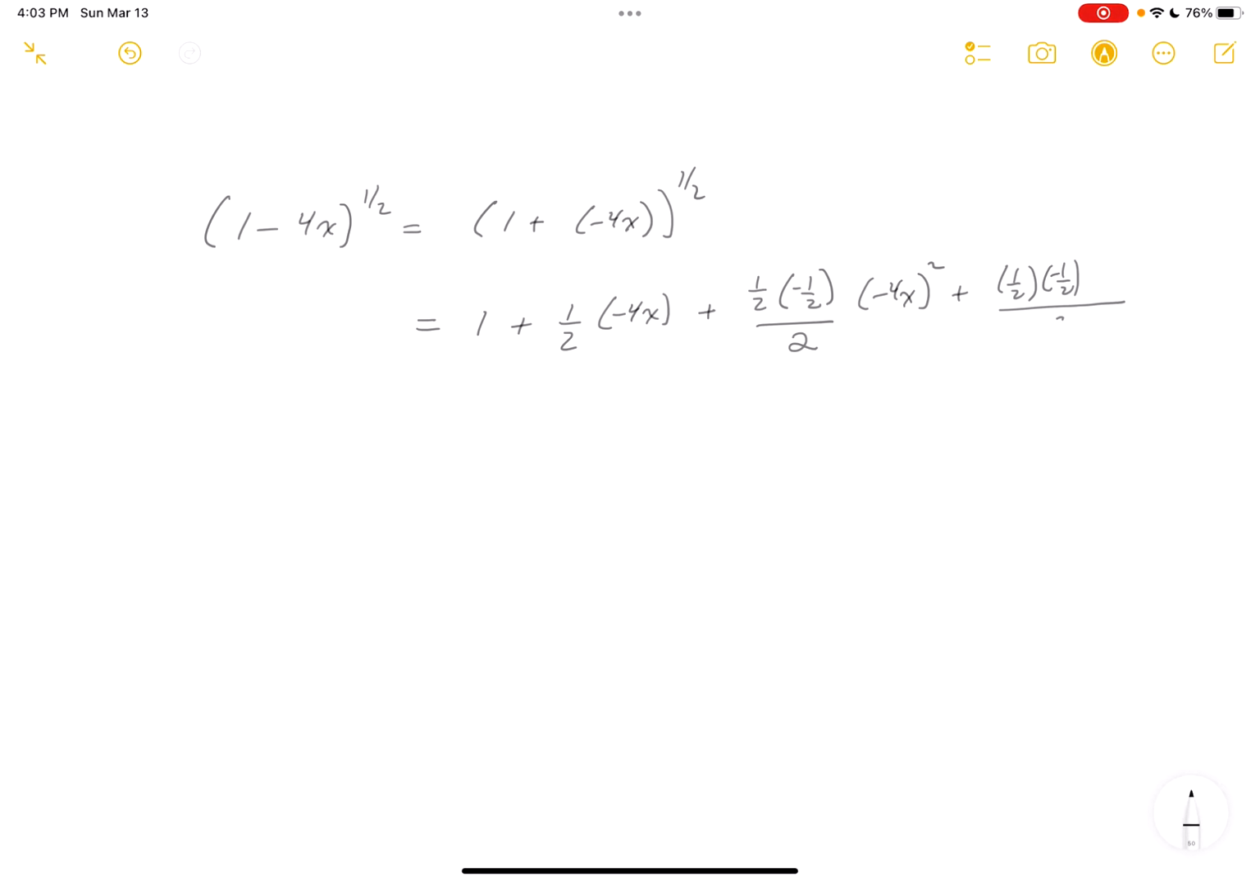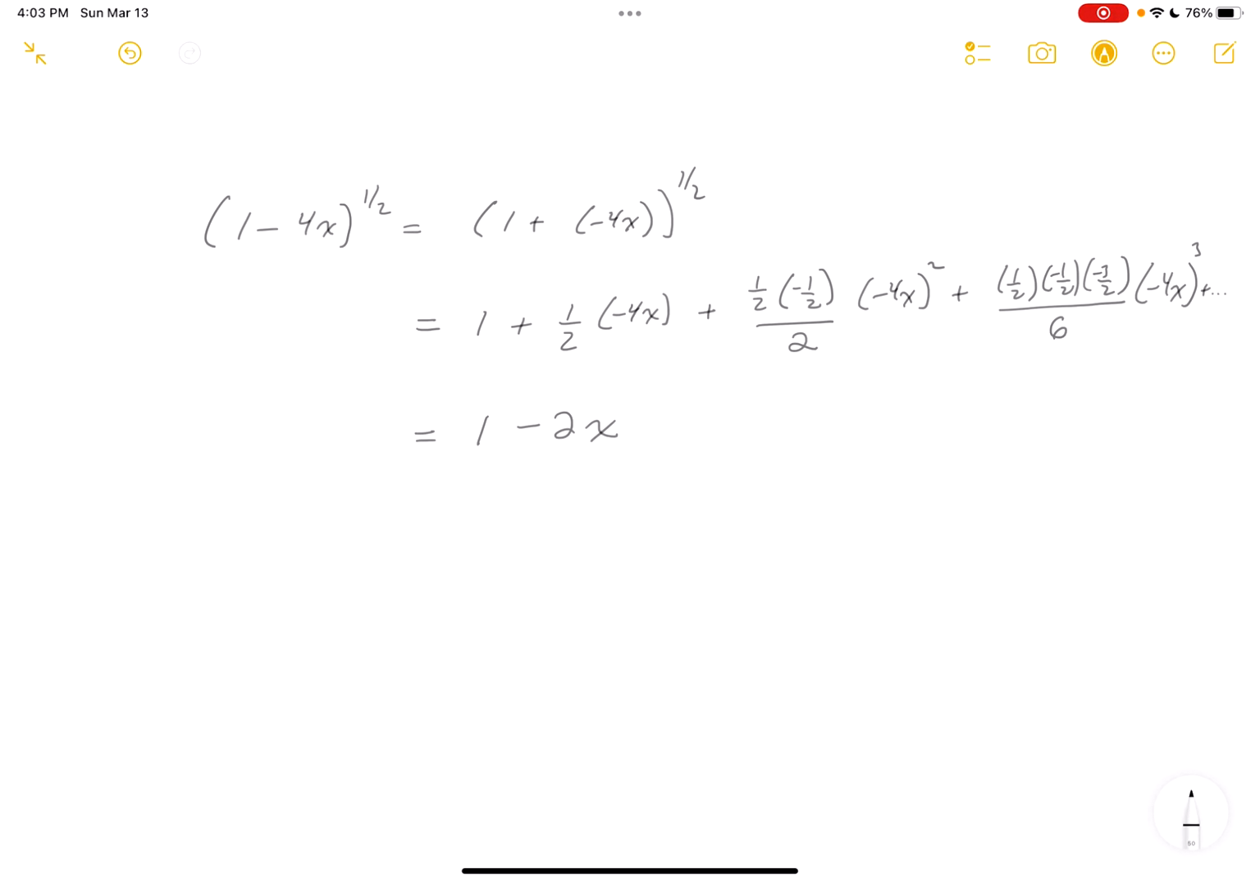This is going to be 3 factorial, which is 6. And this guy over here is going to be 1/2 minus 2, so it's 1/2 minus 4/2, which is minus 3/2. And it's going to be minus 4x cubed plus yada, yada, yada. We're supposed to simplify this. Let me do that for you. We'll check with the key later.